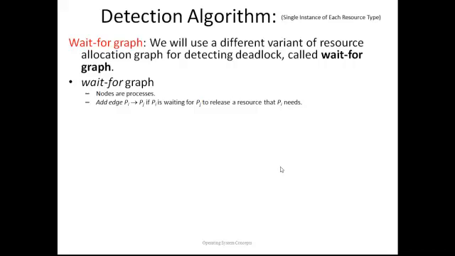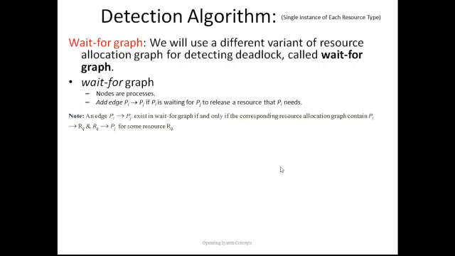So what is a wait-for graph? In this graph, nodes are processes and edges denote Pi to Pj if Pi is waiting for Pj to release the resource that Pi needs. And the edge Pi to Pj exists in the wait-for graph if and only if the corresponding resource allocation graph contains Pi to Rq and Rq to Pj for some resource Rq.